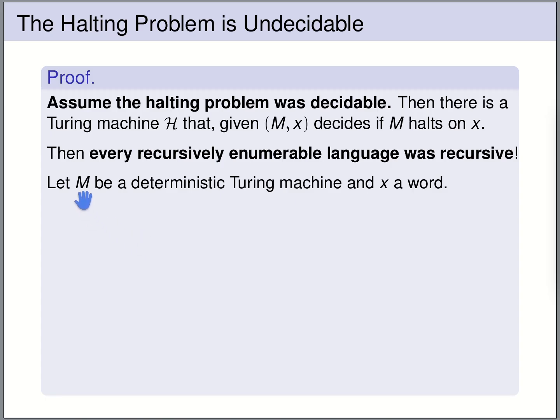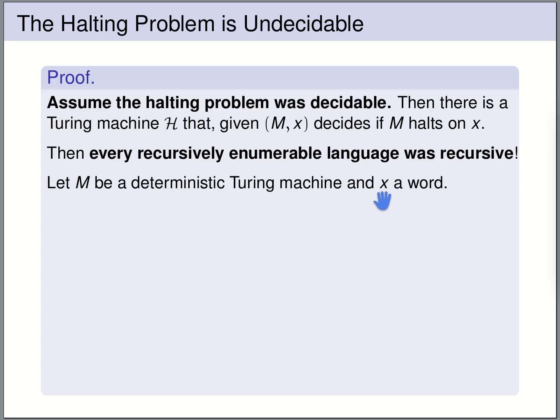So let M be a deterministic Turing machine. So M is now any Turing machine. In principle, it doesn't need to be deterministic, but we have already argued that non-deterministic Turing machines are equally strong as deterministic ones. So let's assume M is a deterministic Turing machine. And now we have a word X, and we want to decide whether X is in the language of M or not. If we can show that this is decidable, then it means that this language of M is recursive. And since M was arbitrary, it means that every recursively enumerable language would be recursive.